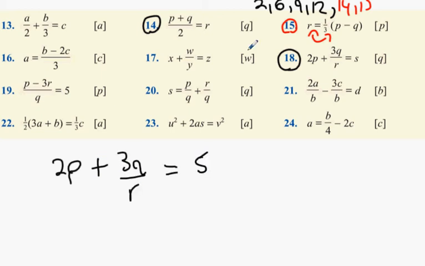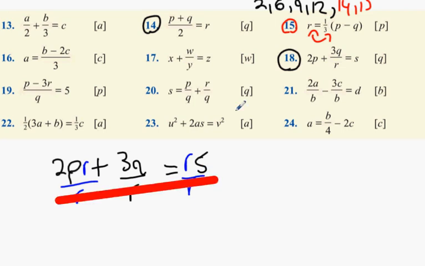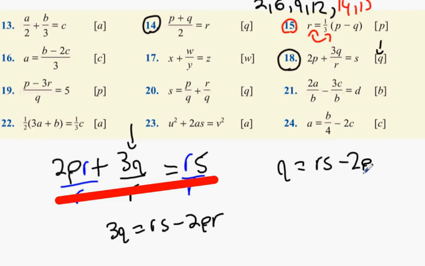Okay. Lads, what's stopping us from doing this question? So what do we do? What happens next? We're looking for a Q on its own. So where's the location of the Q? 2PR over the other side. And then the 3 is going to go underneath. RS minus 2PR all over 3. Okay, that's 18.